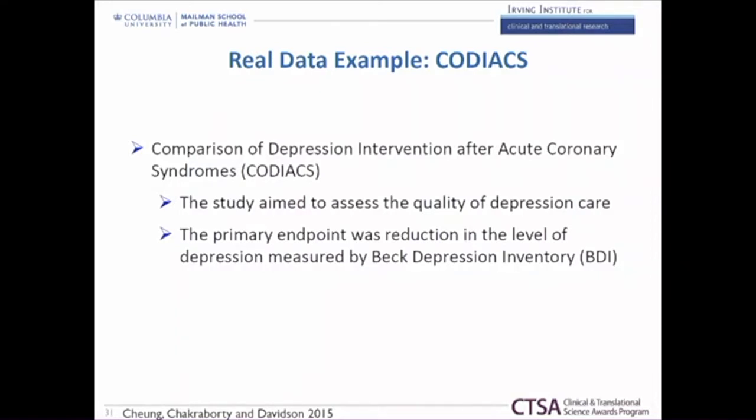So the primary outcome of the study is Beck Depression Inventory, which is a continuous score. A higher level of Beck Depression Inventory indicates more severity of depression. So an adaptive intervention that leads to more BDI reduction from baseline indicates a better treatment effect.